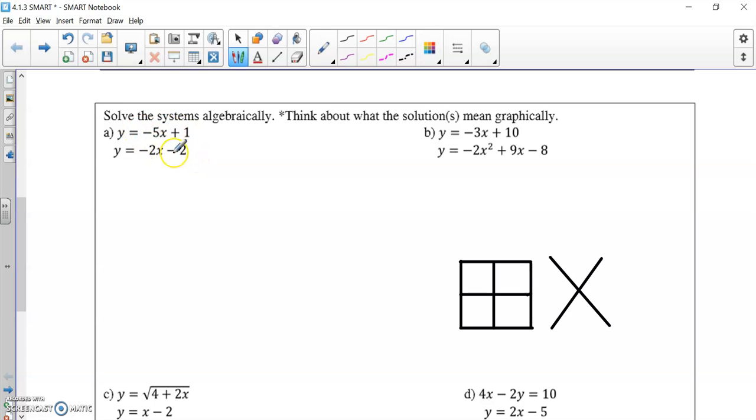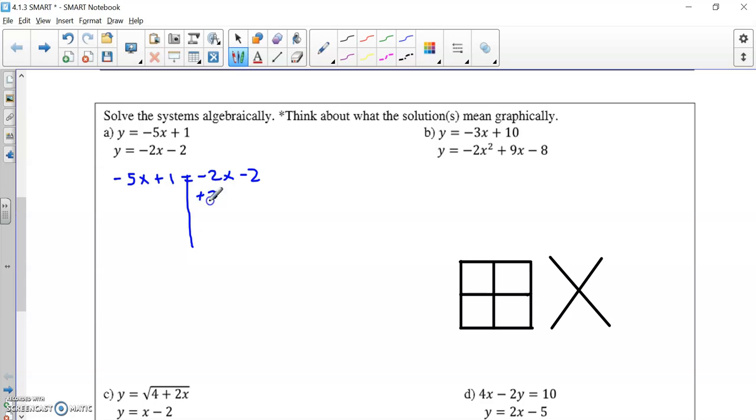Now, if both of these things are equal to y, then it only makes sense that they also must be equal to each other. So we can set them equal to each other, since they are equal, if they're both equal to the same thing. And then this just becomes one of those basic equations for us to solve. So I can go ahead and move things around.